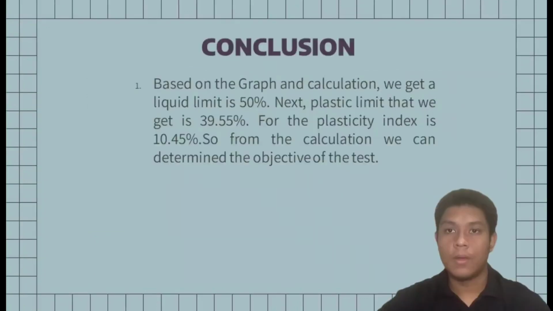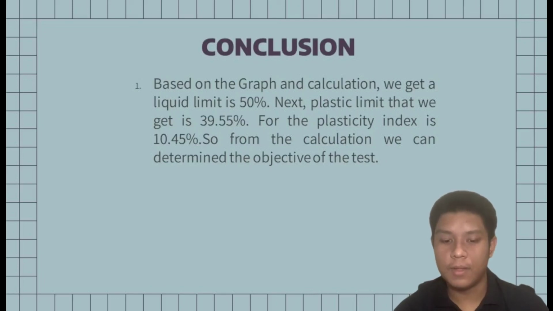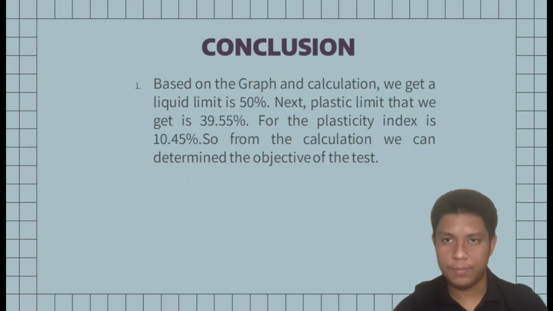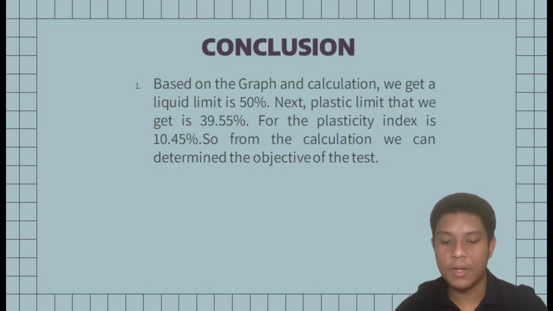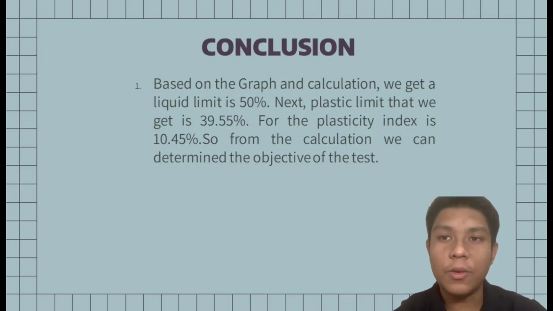Thank you. And the last one is the conclusion. Based on the calculation, we get a liquid limit of 50%. Next, the plastic limit that we get is 39.55%. And the plasticity index is 10.45%. So from the calculation, we can determine the objective of the test. That's all from us. Thank you for listening.